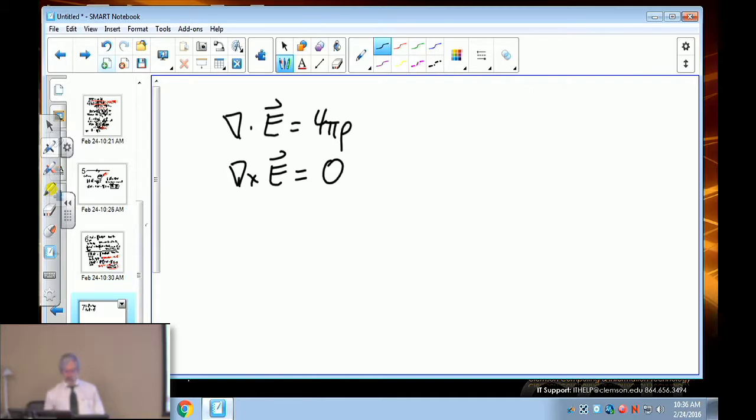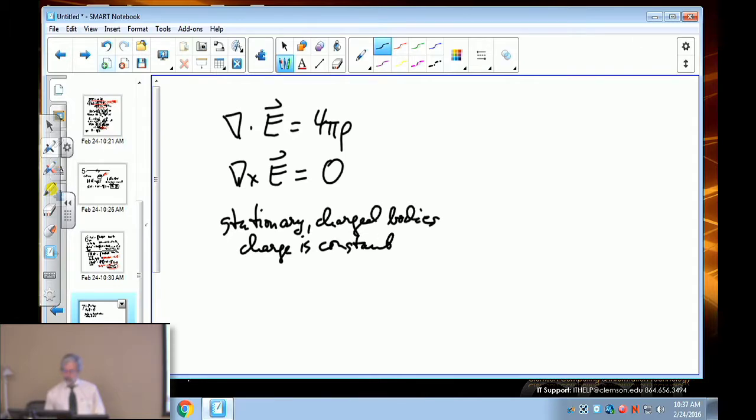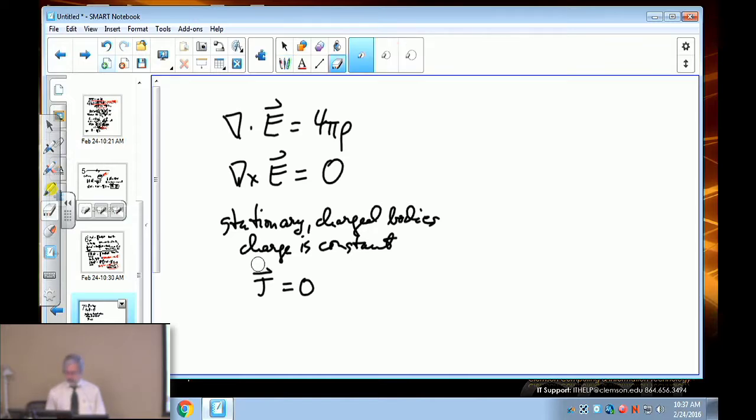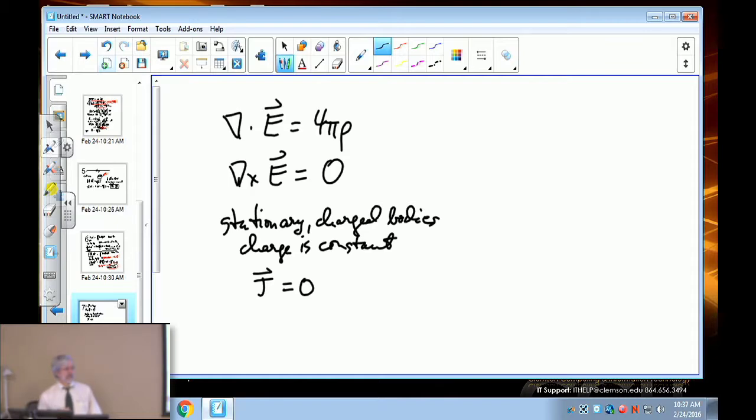So what are the conditions for electrostatics? We have stationary charged bodies. The charge doesn't change. The charge is constant, the bodies stay put, and you can express that by saying that the current is 0. There's no current. Everybody stay put. That would be the only way. You can have charges, but there can't be any current. It can't be moving around.